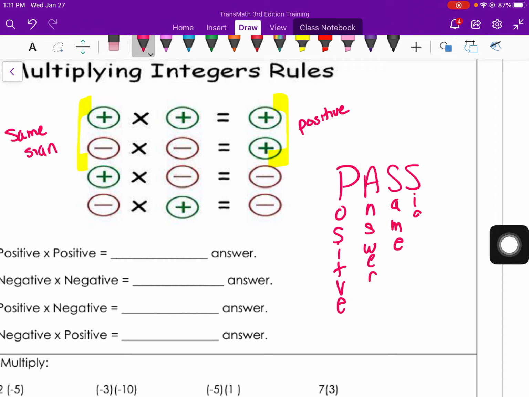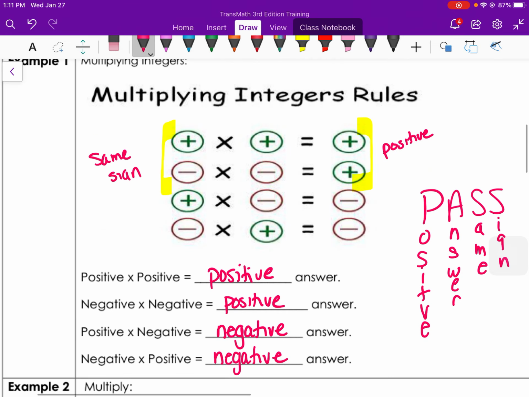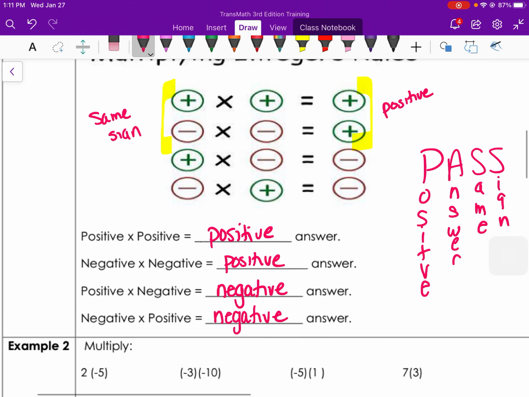So positive times positive is a positive answer. Negative times negative is a positive answer. Positive times negative would be negative. They have different signs. And negative times positive, different signs, negative answer. This is for multiplying integers.